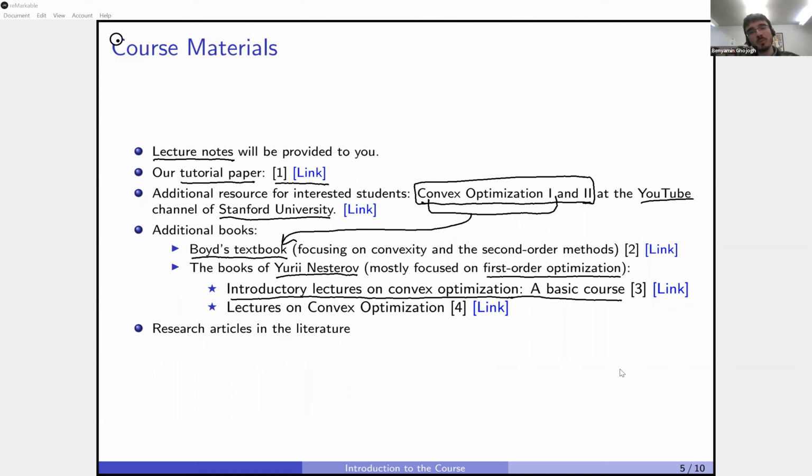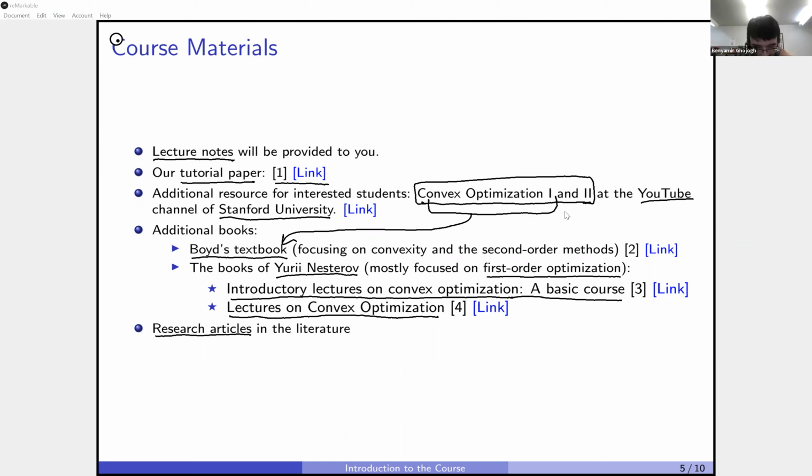But if you want to know more about the theory behind the algorithms and more proofs, they are in Lectures on Convex Optimization. He has 2 versions of one book, and one of them has more theory. Yuri Nesterov is one of the main scholars in optimization, and he's great, like Boyd. And there are some research articles in the literature. You can look at them.